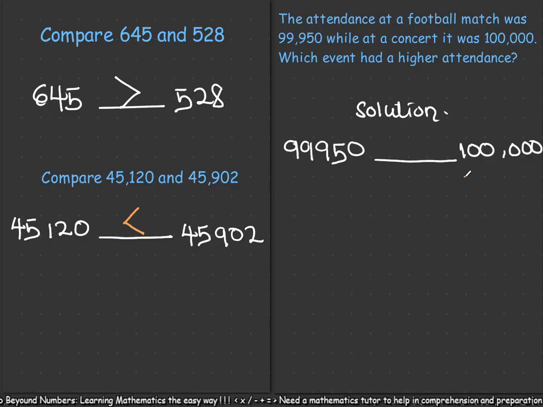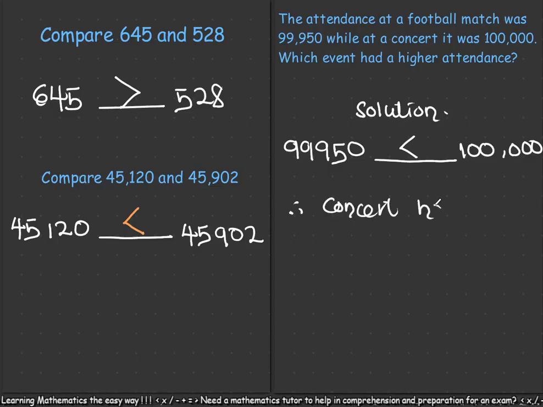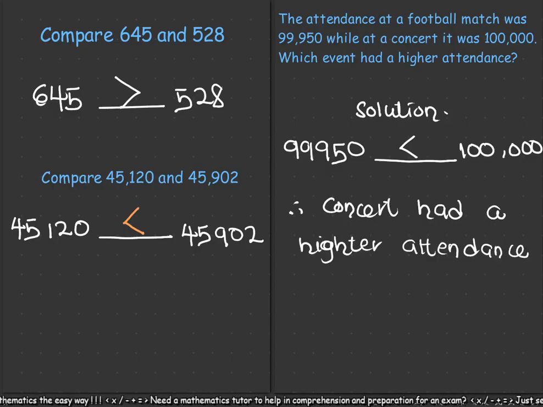With that alone, we can just form our conclusion. Because this number here has just 5 digits, and this on the other hand has 6 digits, then we can say the number with less digits is the smallest. Hence 99,950 is less than 100,000. And we can then conclude which event had a higher attendance. So the event at the concert, or we can say the concert had a higher attendance, as simple as that.